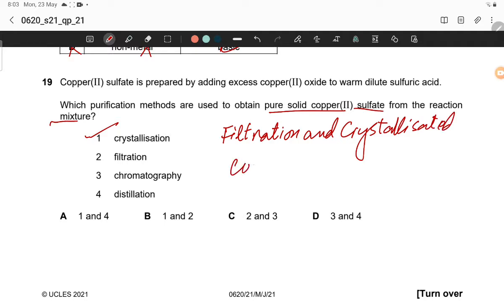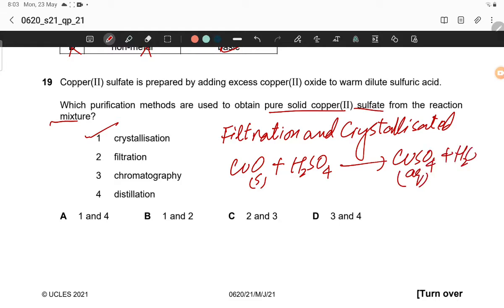Because excess copper 2 oxide, which is solid, reacts with dilute sulfuric acid to form aqueous copper sulfate and water. Copper 2 oxide is used in excess. It is removed through filtration. Excess is removed through filtration.